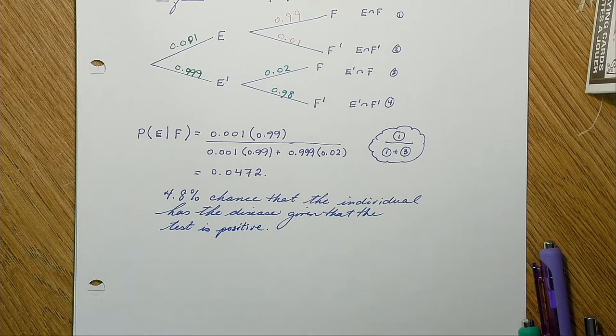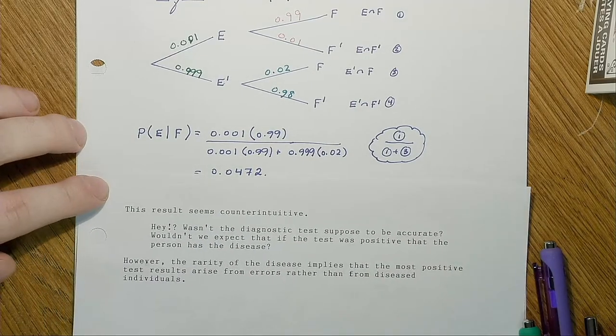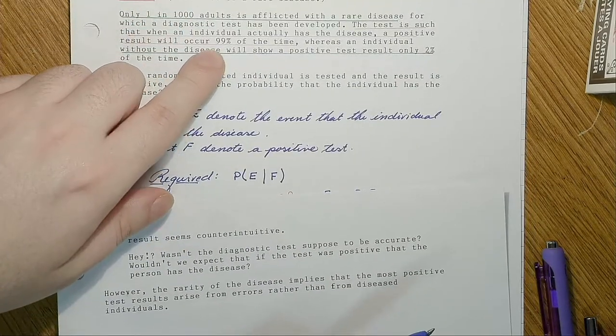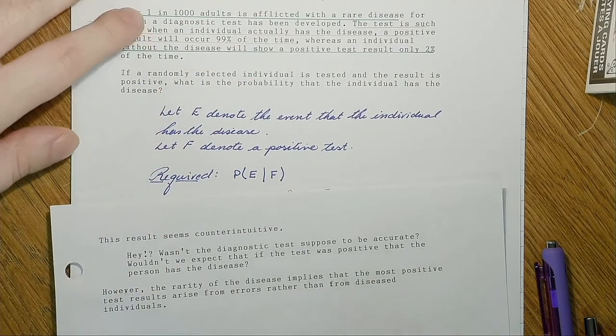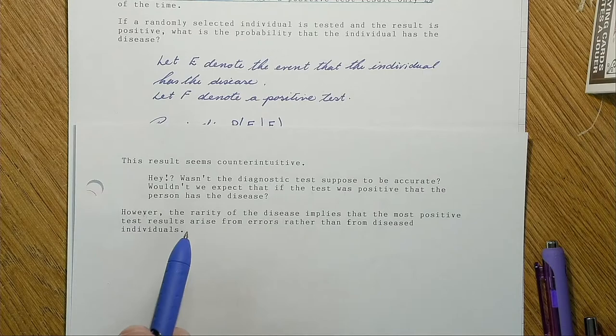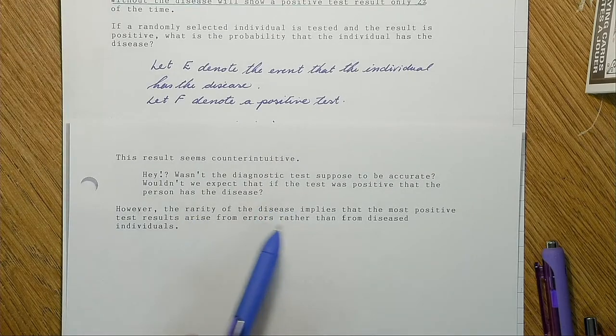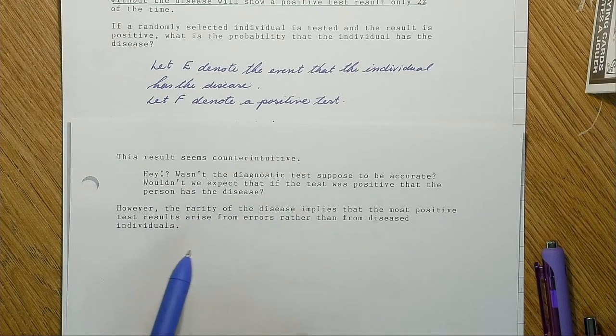Now, you might be thinking, wait a minute, that sounds counterintuitive. Wasn't the diagnostic test supposed to be accurate? We were told that given they have the disease, 99% of the time it's going to be accurate, right? Well, the problem is that the disease is very rare, 1 in 1,000 adults have it, so most positive test results would arise from errors rather than from the diseased individuals. As the disease becomes more and more rare, the more accurate the test has to be in order to make sure that the test results are reliable.